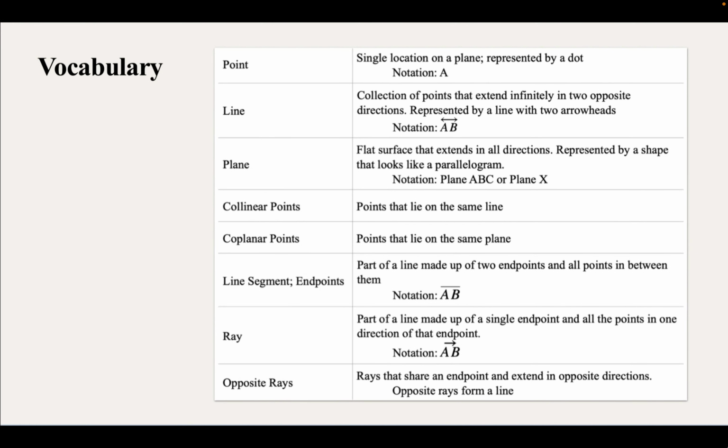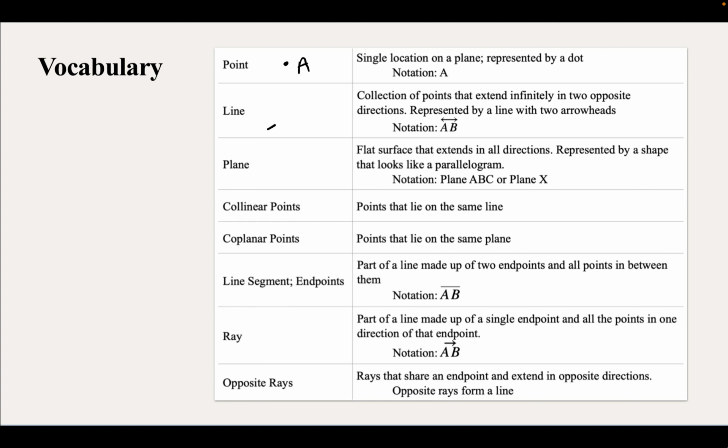Our first term today is a point. It's represented just by a single dot, and it will have a capital letter somewhere around it. Now this capital letter can be anywhere around that point, but it has to be in the general vicinity. So it wouldn't be like all the way over here, for example. When we notate it, we just use the capital letter. We don't put a point for the notation.